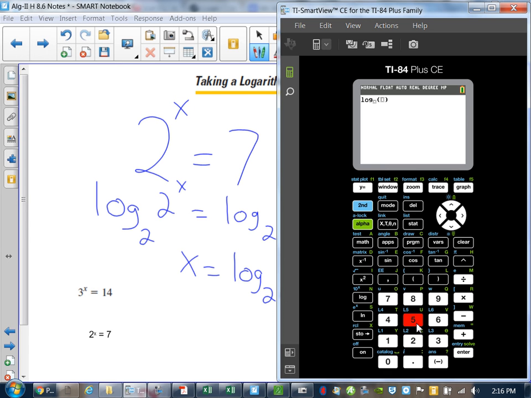How much do you want to spend? I don't think I'm going to ask you 2 to the x equals 7. If you ask for decimal, how much? I usually go to 100. That's pretty normal for me on that one.